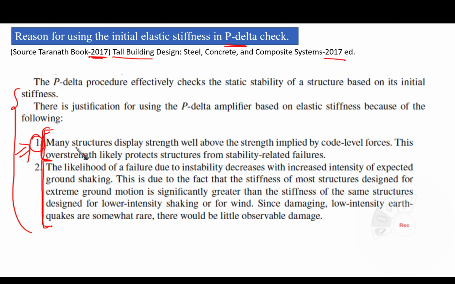He is saying that many structures display strengths well above the strengths implied by code level forces. This overstrength likely protects structures from stability related failures, and that's the point I have explained before: the overstrength of the structure is going to take care of the P-delta. It is enough for us to use the elastic range to judge the P-delta for the structure, because we have a spare strength in our hands, which is the overstrength.